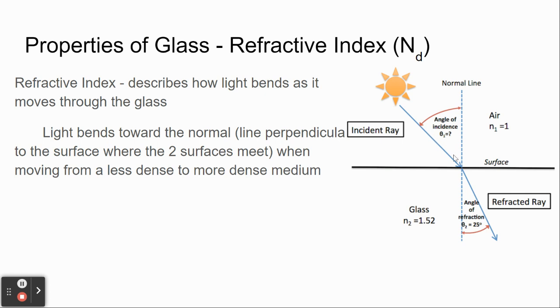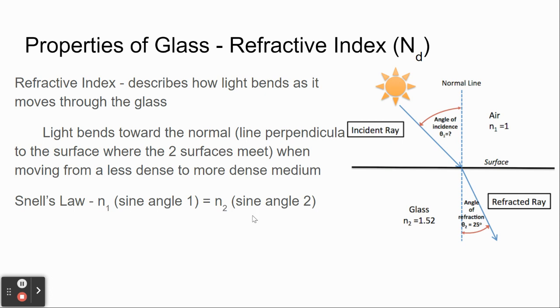So from air, which is less dense, notice its refractive index is 1. Notice the refractive index of glass is 1.52, so it's slightly higher. And so that causes the light to move towards the normal line. So there is a mathematical equation that describes the behavior of light as it moves from one medium into another. It's simply the refractive index of medium 1 times the sine of angle 1, and that's going to be equivalent to the refractive index of medium 2 times the sine of angle 2.